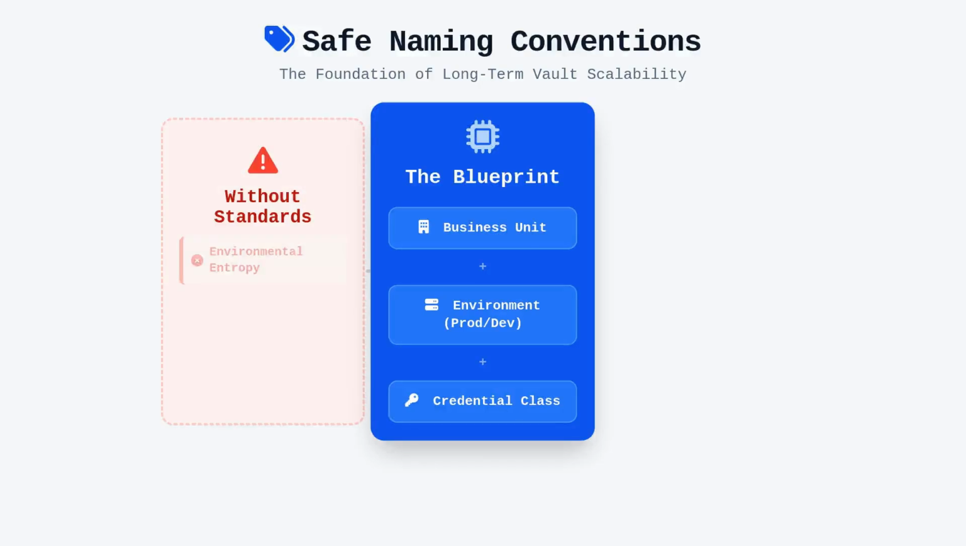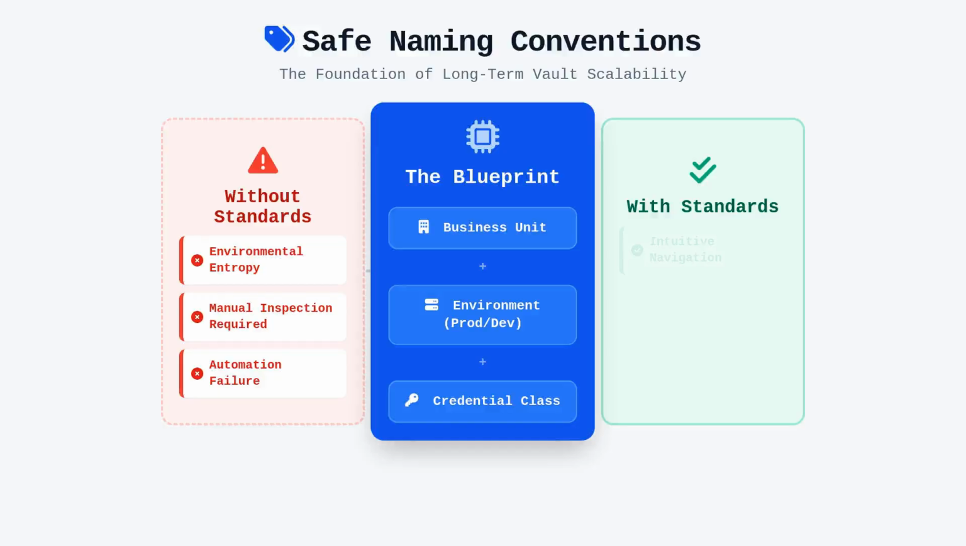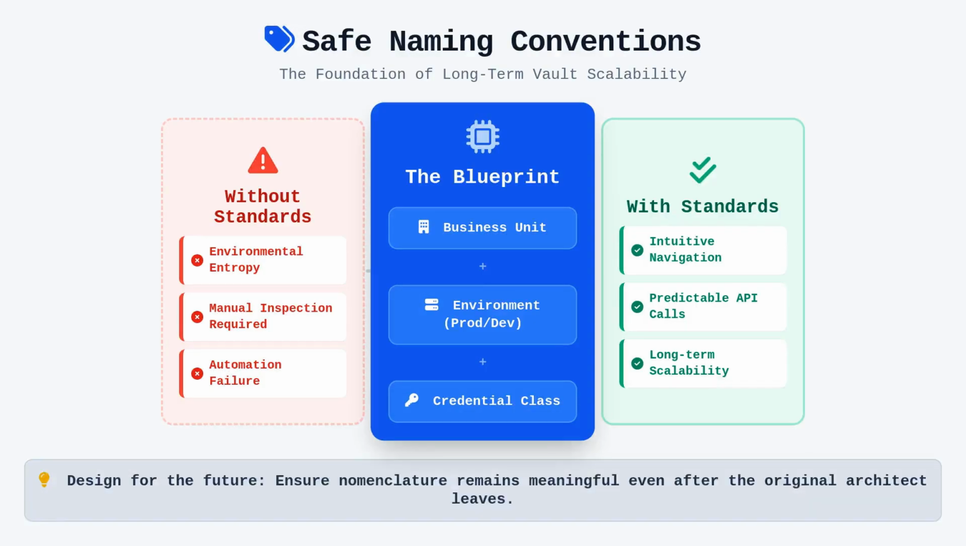Without a standardized naming scheme, your vault environment will quickly descend into an unmanageable state, making automation and lifecycle management significantly more difficult to implement. When you automate the onboarding of thousands of accounts, your scripts or API calls must rely on these predictable patterns to place objects in the correct containers. Aim for a structure that remains meaningful even when the person who originally designed it has moved on to other responsibilities.